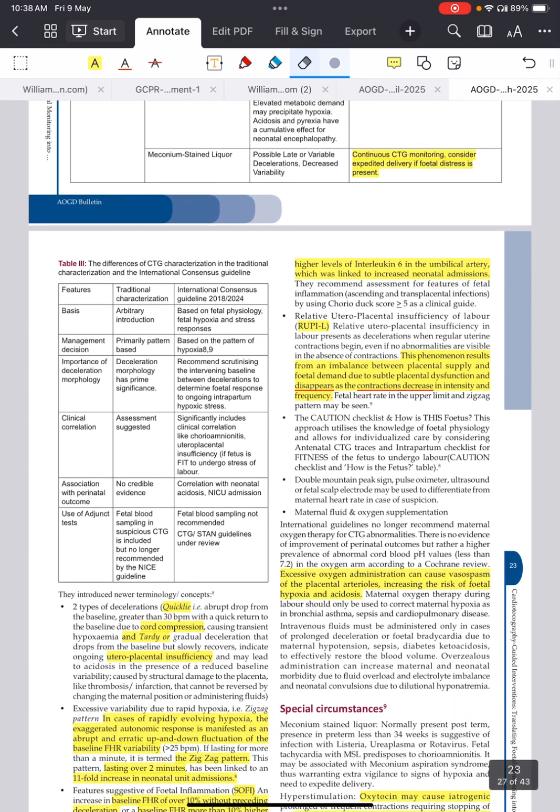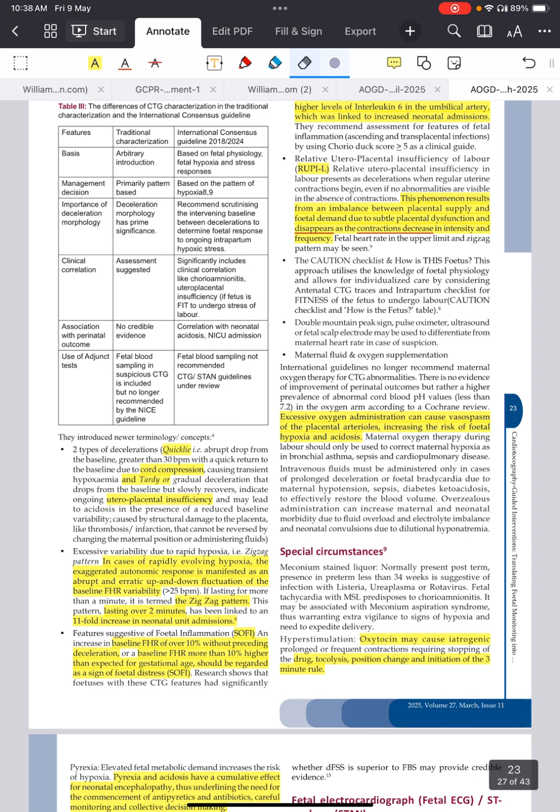New terminologies and concepts have been given, like two types of deceleration: quickly and tardy. Quickly means there is a deceleration and it quickly returns to the baseline. Tardy means there is a slow deceleration and it slowly returns to the baseline. Quickly indicates cord compression, whereas tardy indicates uteroplacental insufficiency. There is one more pattern, the zigzag pattern, which indicates rapid hypoxia.